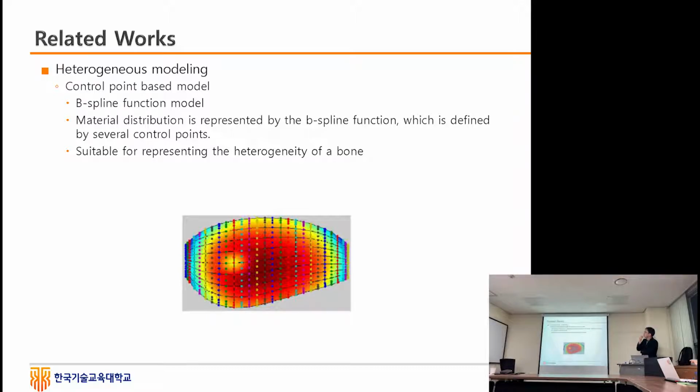In this method, the heterogeneous object is represented by a B-spline function. A B-spline function is defined by several control points. So if we control the control points, we can adjust the whole shape easily. So it is suitable for representing the heterogeneity of a bone. So I use the control point based model.